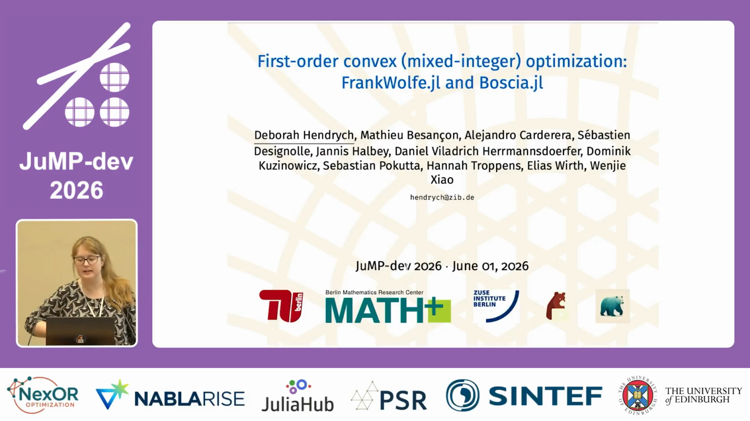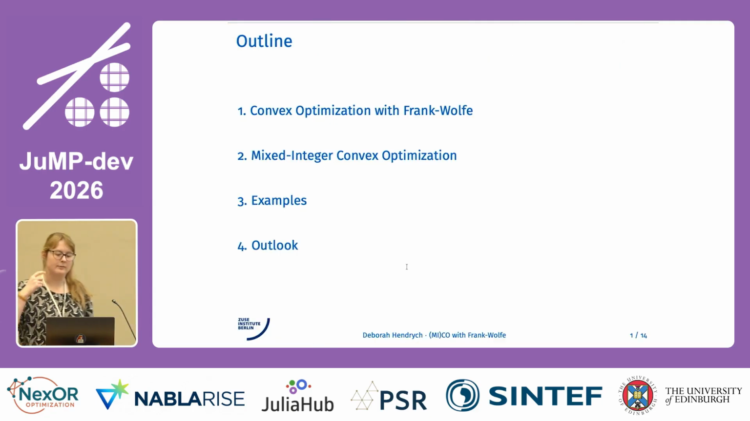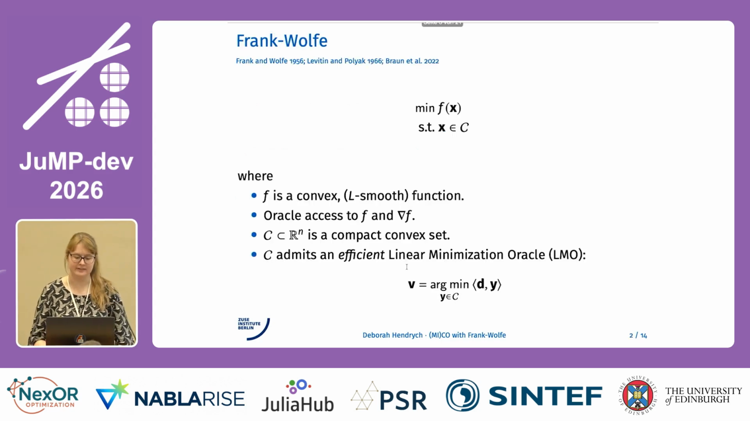Yes, I'm going to present you the two first-order optimization packages, FrankWolfe and Boscia, where Boscia is then handling the mixed integer part. We by now have quite a large team of people working on this, as you can see here. I'm going to start with FrankWolfe, then talk a bit about Boscia, show you some code examples, and showcase how we currently use JuMP, and then discuss a bit how we plan to extend our JuMP interface.